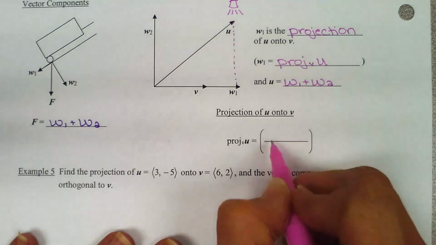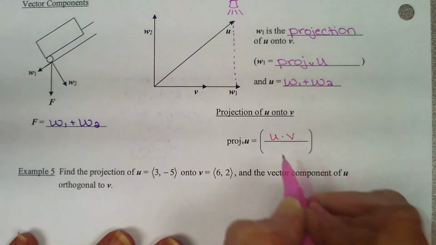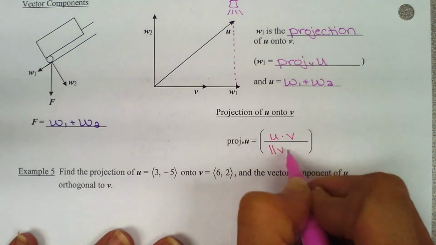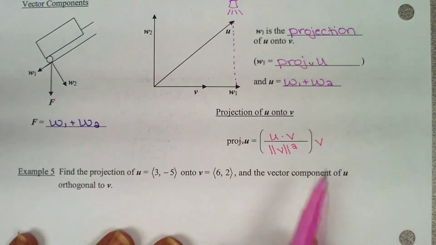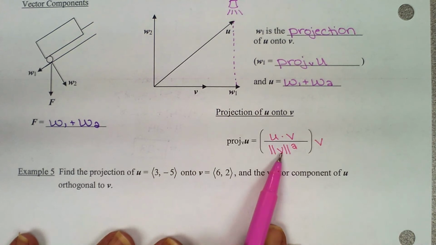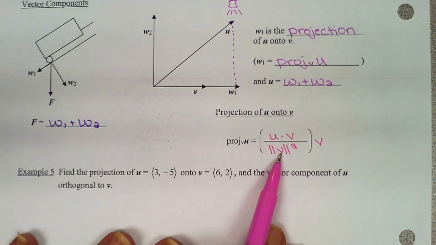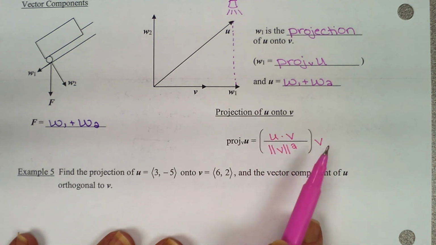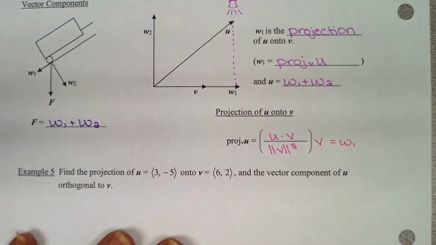What it is, it is u dot v over the magnitude of v squared times the vector v. So magnitude is a scalar. If you square it, it's still a scalar. u dot v is a scalar. A scalar divided by a scalar is still a scalar. And then when you take this scalar times that vector v, we're going to get a vector. That vector that we get, remember, is then our w1.